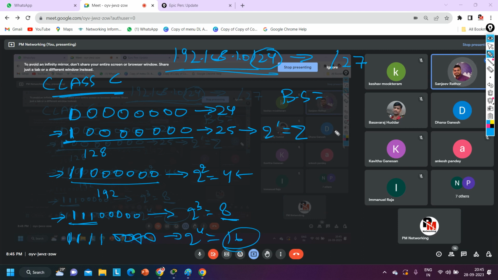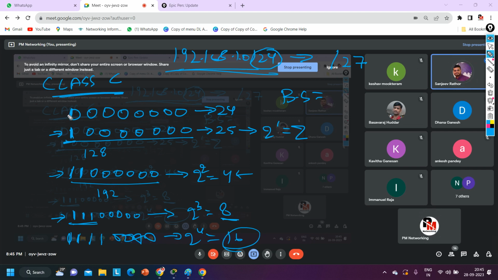So here, Praful, whenever we borrow bits, that should be from the left-hand side, from the host portion. Yeah, we cannot borrow from the 248. It should start from 128, right?